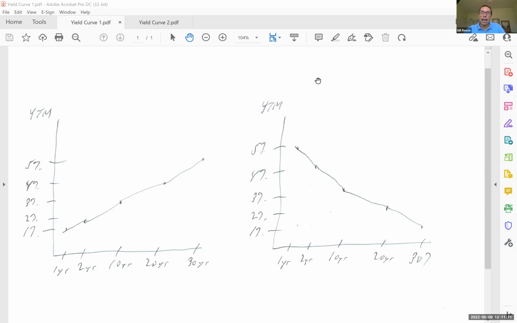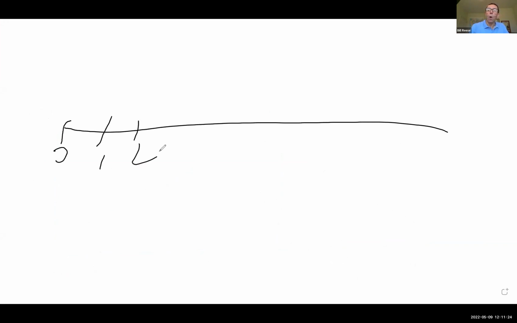So let's take a look at the whiteboard here and see what the implications of this are. Here is time 0, here is time 1, time 2, and we go all the way up to time 30. I'm simplifying this a little bit, but this is the idea behind it.